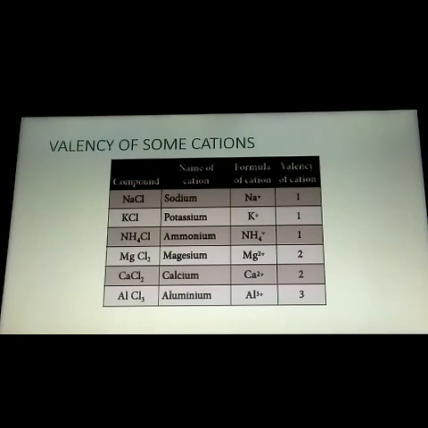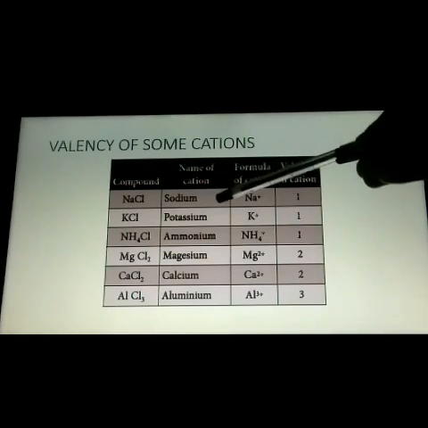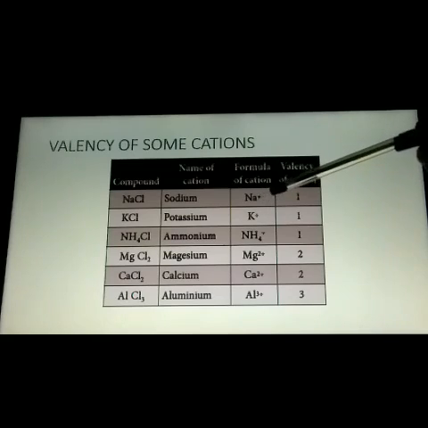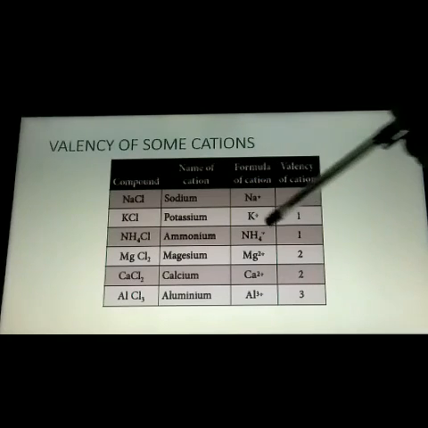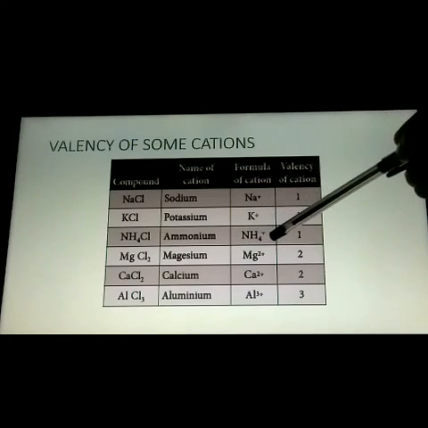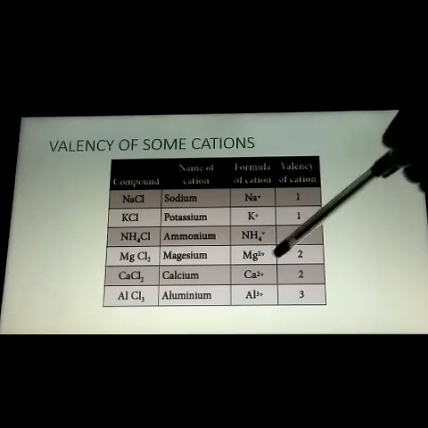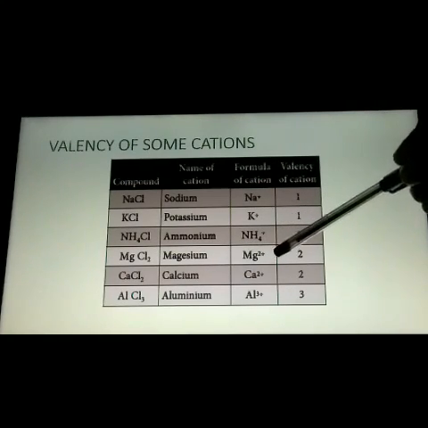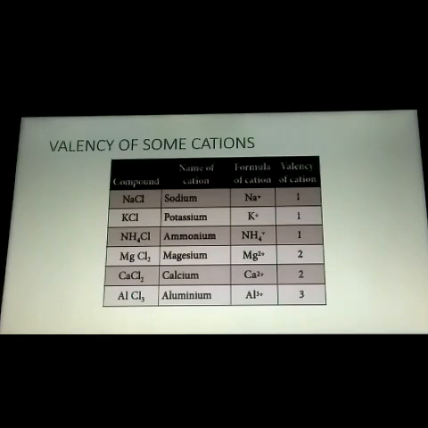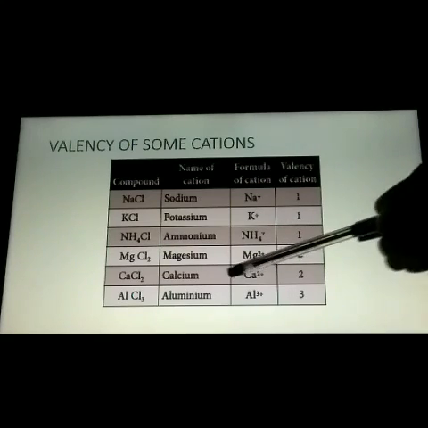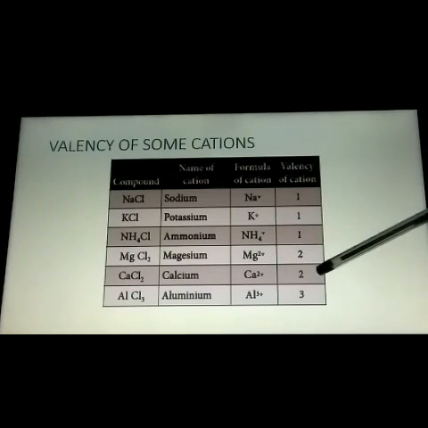In case of sodium chloride, the name of the cation here is sodium and it is Na+ and the valency for the cation here is 1. Similarly, for potassium it is K+ and the valency of the cation here is 1. For ammonium it is NH4+ and the valency is 1. Likewise, for magnesium it is Mg2+ and the valency is 2. For calcium it is Ca2+ and the valency of the cation here is 2. And for aluminium the valency is 3.